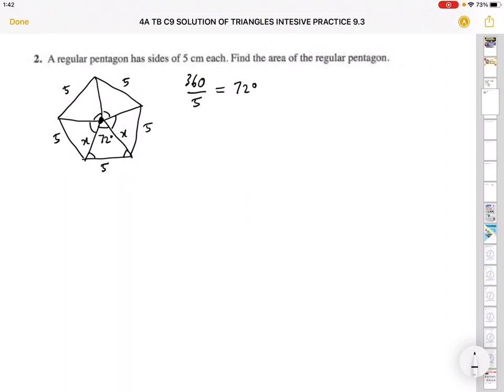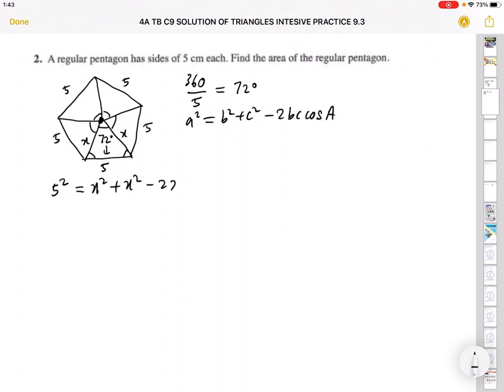So to find this length x, we have to use cosine rule first. Now remember cosine rule, the opposite length is 5, so you square it, equals x squared plus x squared, the length of b and c. If you can't remember, let me write down: a squared equals b squared plus c squared minus 2bc cos angle A.